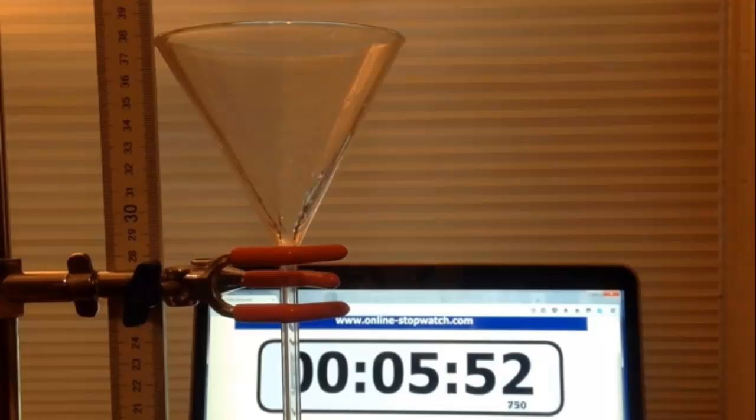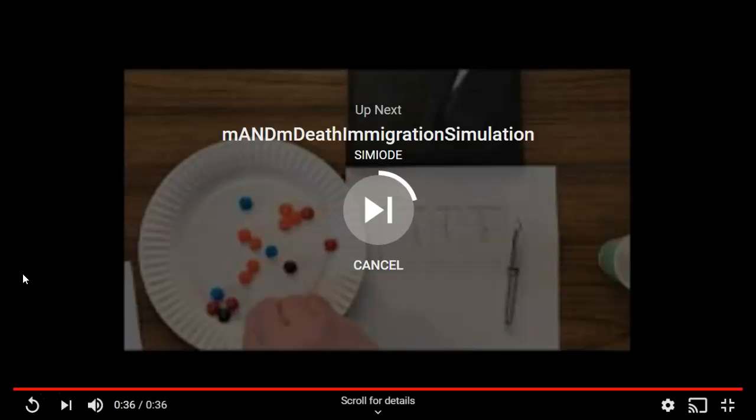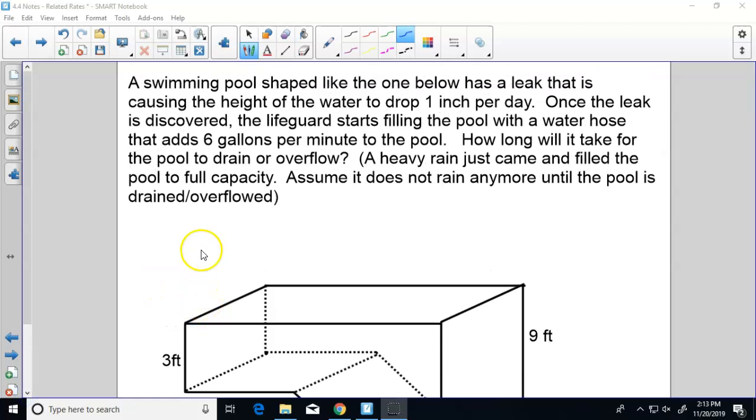Okay, so especially there at the end, you can see, is it going down at the same rate the whole time? It is not. Is there a possibility of something that could happen here?